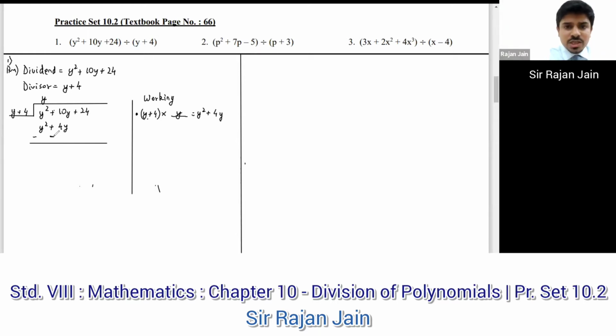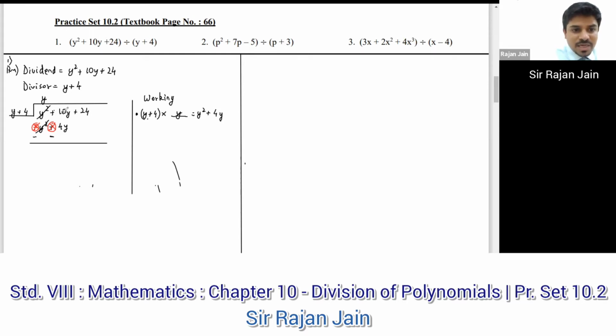After you have changed the sign, you are supposed to ignore your old sign. So this sign you are not going to consider at all. Over here, there was a plus. This sign you are not going to consider at all. Clear? Okay. So now y square minus y square, this will get cancelled.